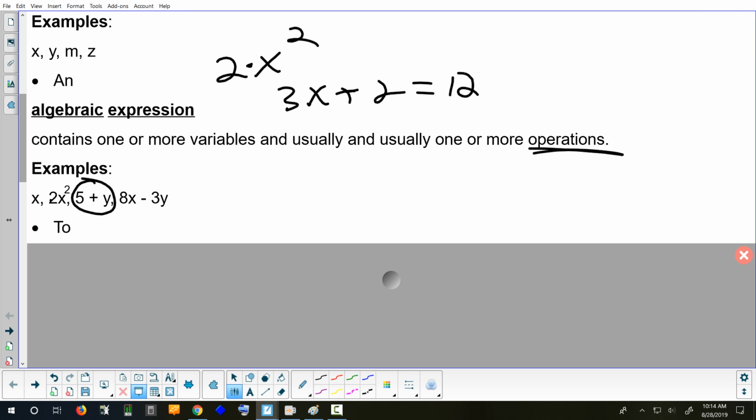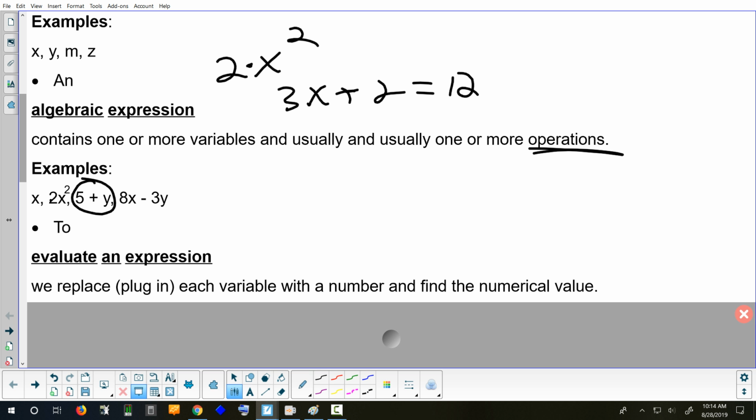Yep, James? Can you go into more depth? Like if I said evaluate when y is 4, what would the person have to do? Say like maybe 5 plus 4. Yeah, you plugged in a number for the letter.